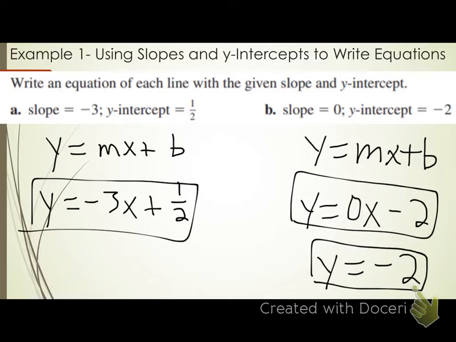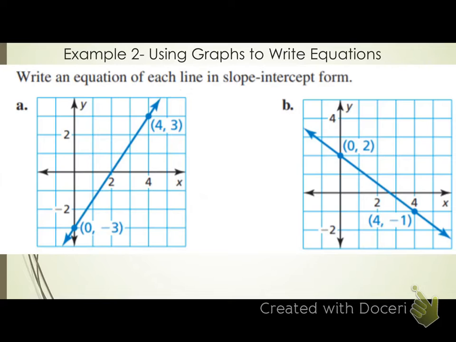Pretty easy, pretty straightforward. It gives you a slope, plug it in for m. It gives you the y-intercept, plug it in for b. There's your equation in slope-intercept form. Any questions on example 1, A or B? Okay, moving on. Now it gives you a graph. Write an equation of each line in slope-intercept form.